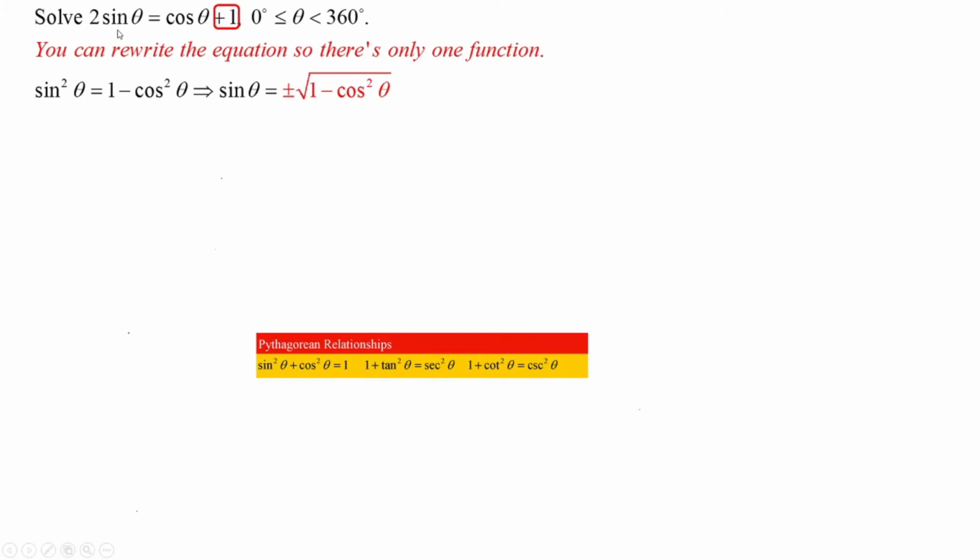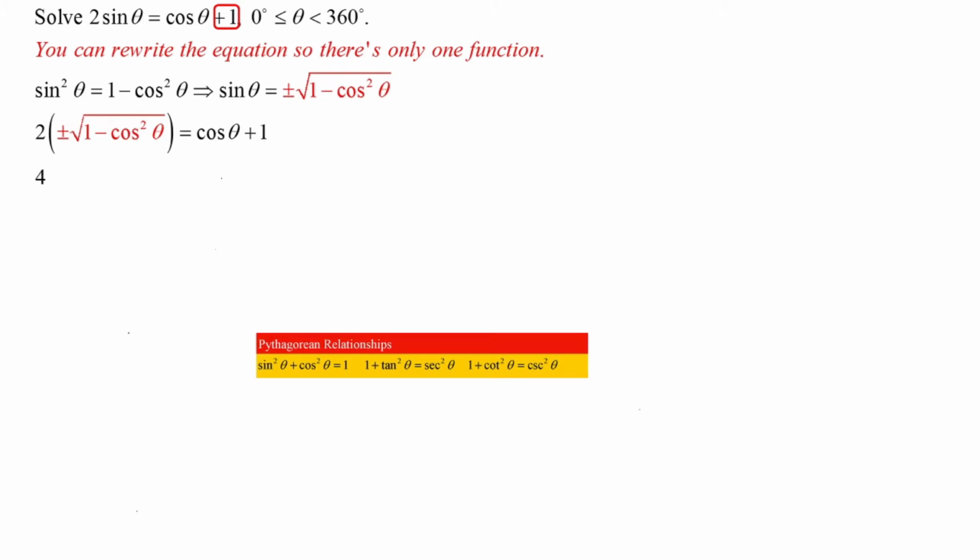It's going to get a little ugly for a second, but I'm going to substitute that plus or minus radical for the sine of theta. So I get 2 times, instead of sine of theta, plus or minus this radical, equals cosine of theta plus 1. Now, I've got to solve for cosine. So the first thing I want to do is get rid of this radical. And how do we get rid of a square root? Well, we'd square both sides.